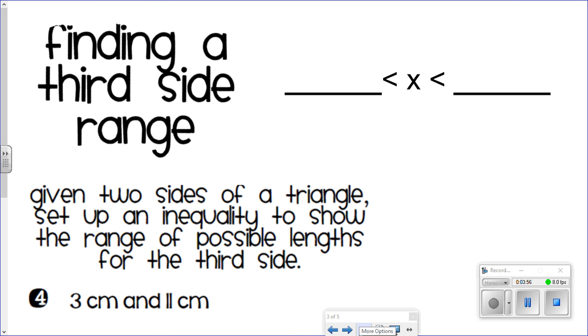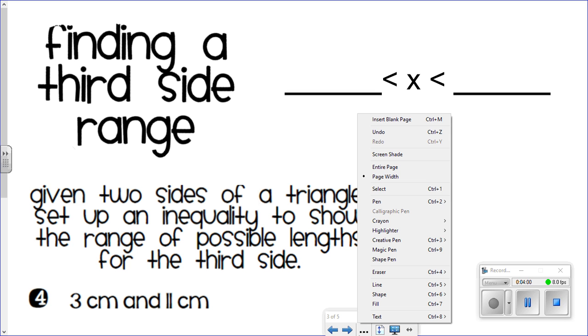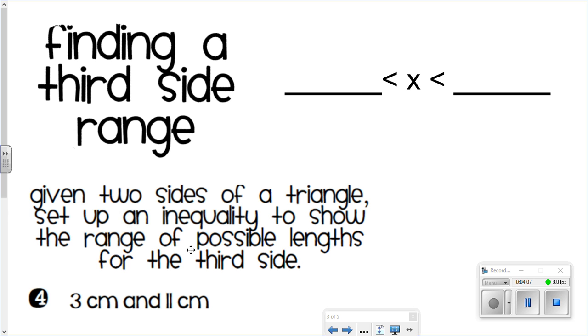Alright, so let's go on and talk about how to find the range of the third side. What this means is I was given two sides of a triangle, and I need to find all the possible values of the third side. This isn't going to give you the exact third side. It's just going to give you the numbers that possibly can work. In order to do that, we're going to set up an inequality.